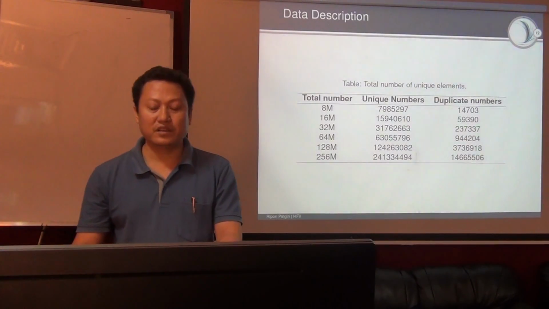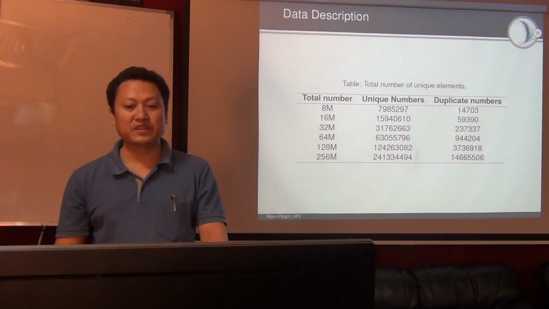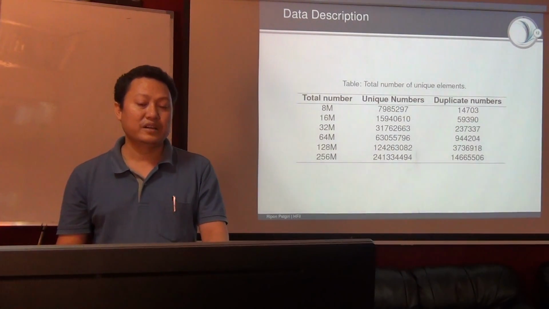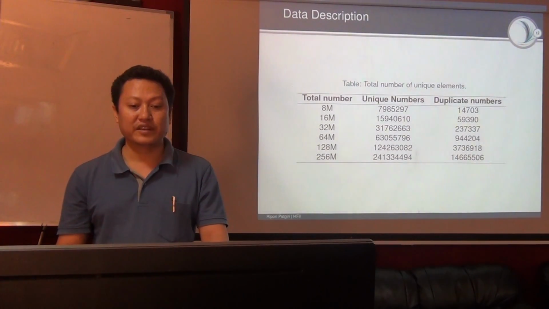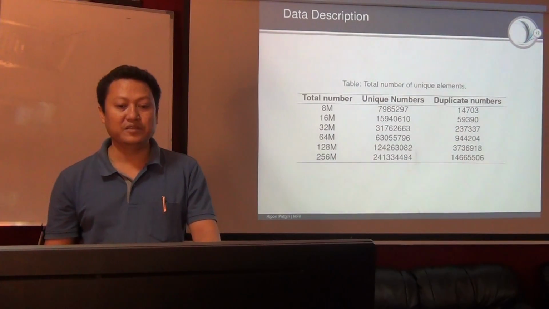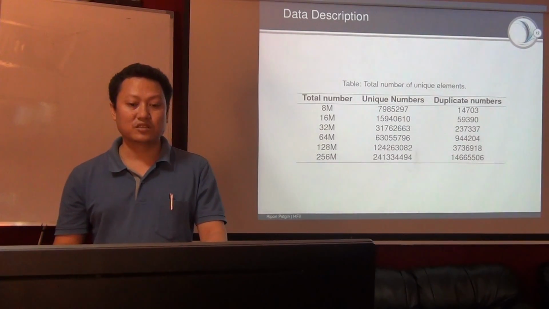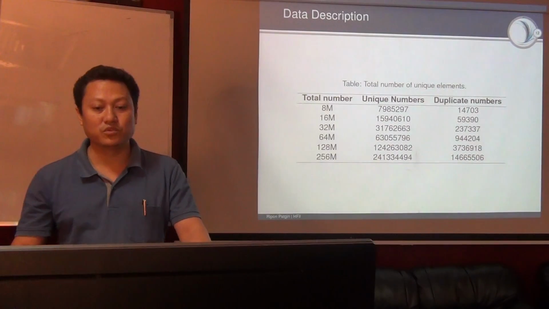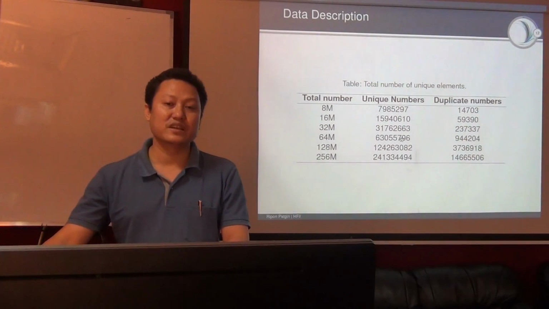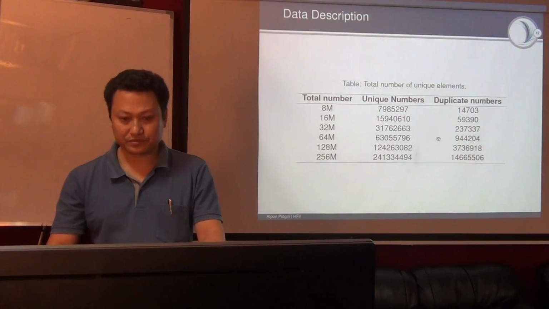So in our experimentation, we have used random data, which is 8 million, 16 million, 32 million, 64 million, out of which there are unique numbers and duplicate numbers.